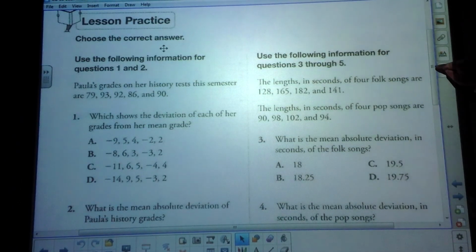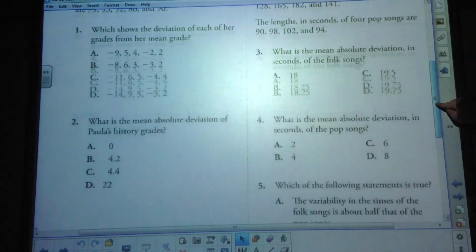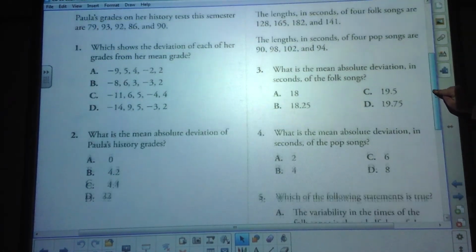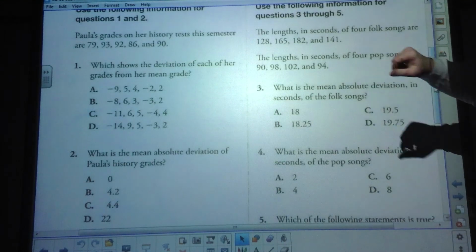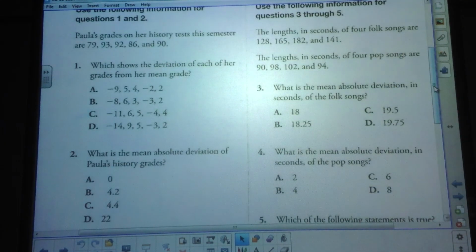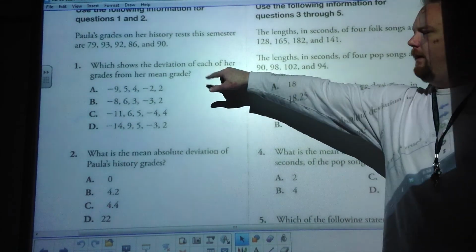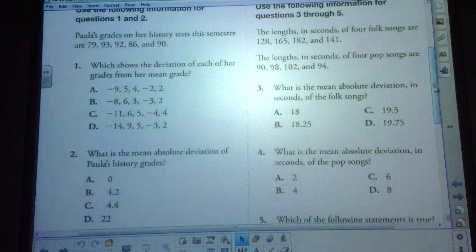All we're doing when we find mean absolute deviation, for example in number 2, it's asking us, Paula's grades on her history test this semester are 79, 93, 92, 86, and 90. And we're going to skip number 1. I'm not going to give you a question like this, but it's asking what is the mean absolute deviation of her grades. All they're asking you to do there is to, first of all, find the mean, and then we're going to see how far away each number in the data set is from that, and then average those.